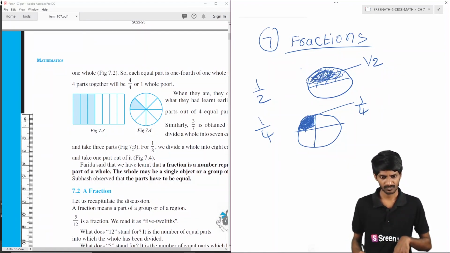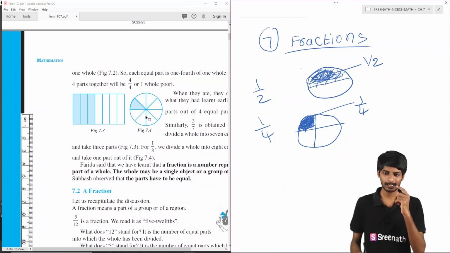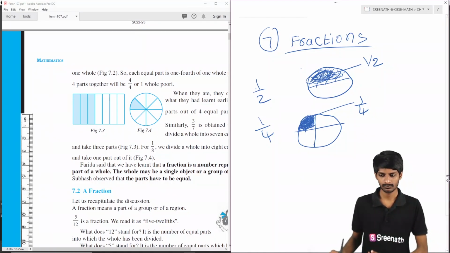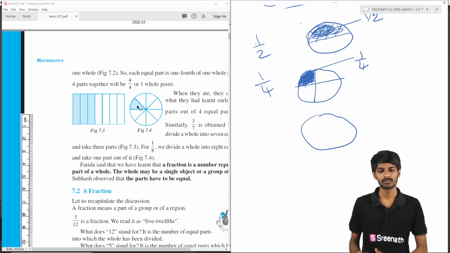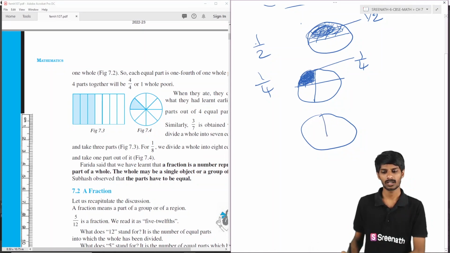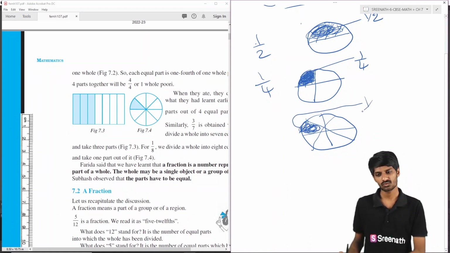Similarly, if you see here, there is a circle. How many parts does it have? 1, 2, 3, 4, 5, 6, 7, 8. Okay, students, 8 parts. So out of 8 parts, we have taken only one part. So what is its portion? That is 1 by 8.